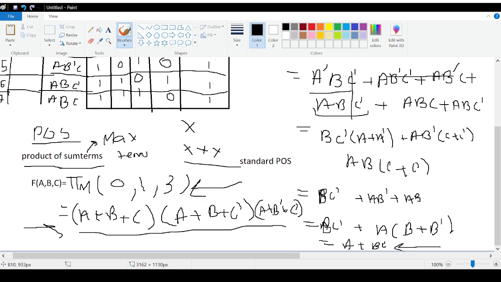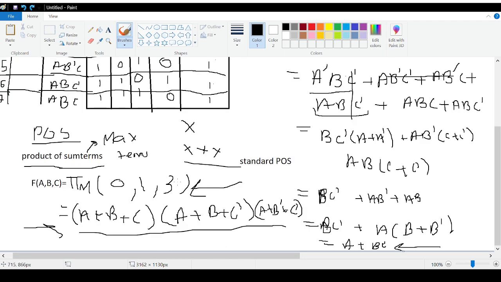But my suggestion would be, when the equation is in POS, it's very difficult to simplify it. Simplification becomes very messy. So if the equation is in SOP, that is easier to solve. Usually you're asked to give the simplified form, but try to solve it. This is going to be a little hard, but it's going to clear out your concepts. If you solve this, you're going to get A plus BC bar.